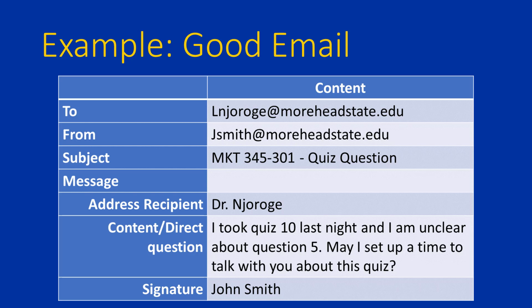In this example of a good email, you will see that the person, one, emailed me at the correct address, two, used their student email, three, included a correct and clear subject line, four, addressed the recipient, i.e. me, five, asked a direct question, and six, signed their full name. This lets me know that the email was meant for me, not someone else. I know what I need to do to help the student, and I know who the student is because they signed their email. This is a great email.